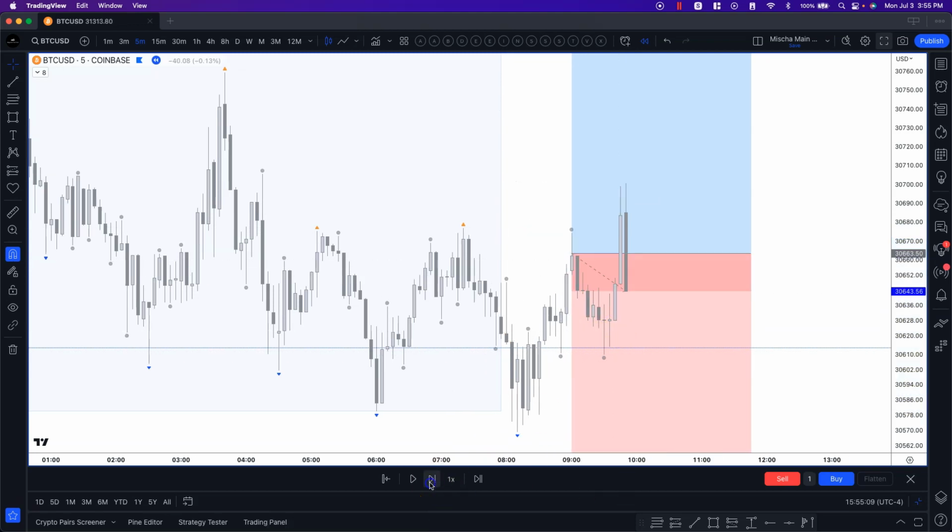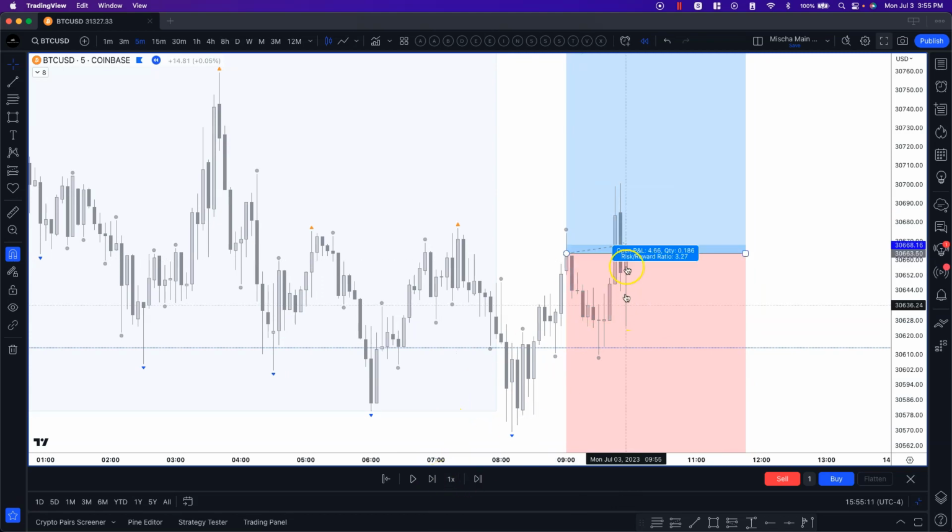And if we keep playing, right here, price came back for a retracement. But notice what happened. It did not make a new low from here.